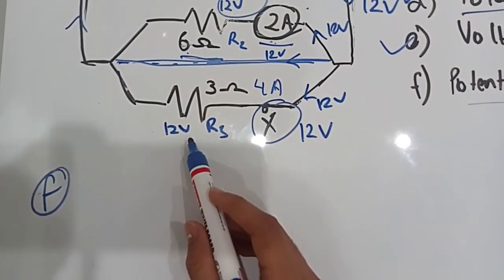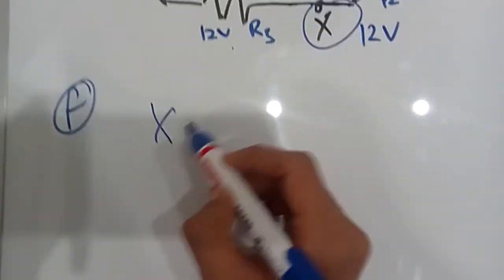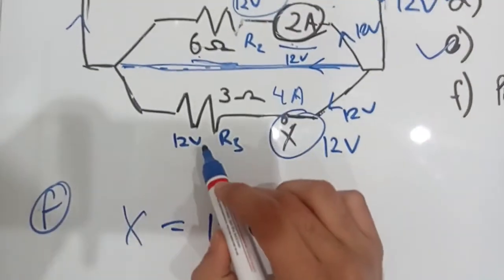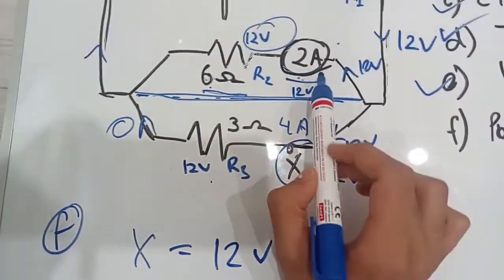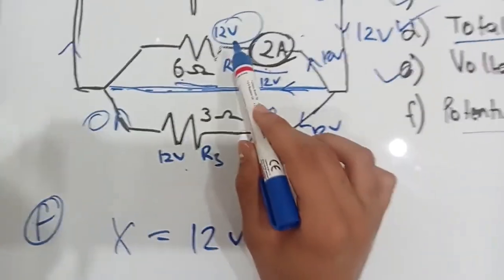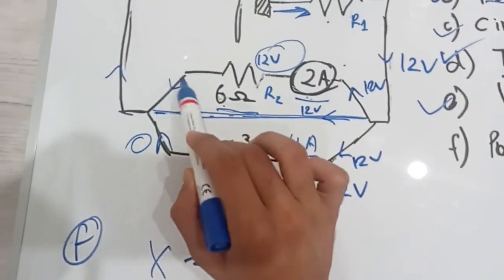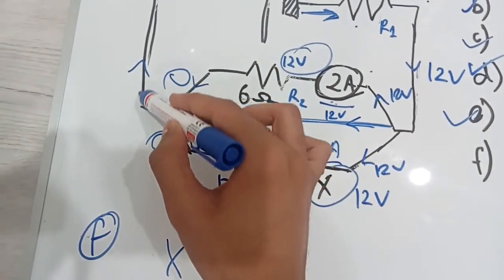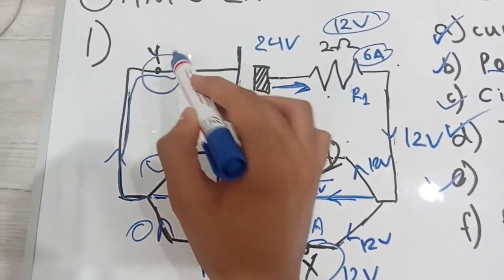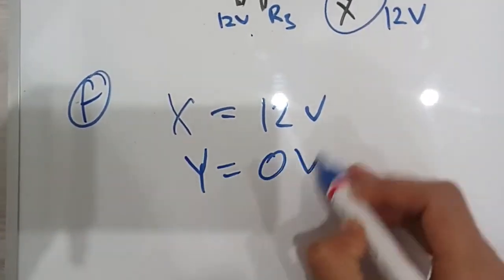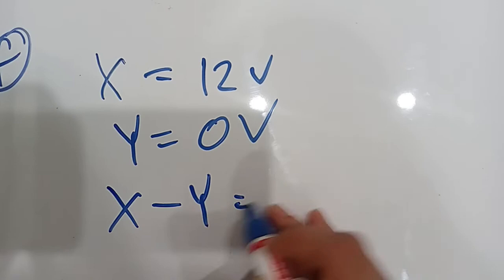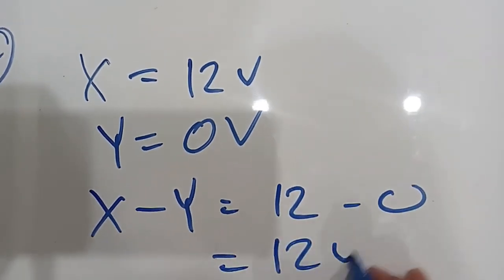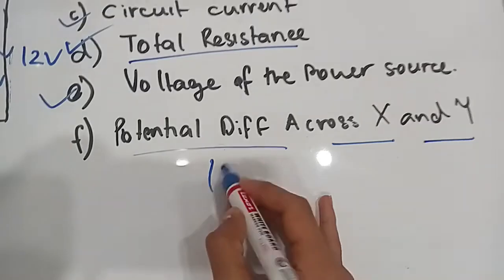Now this resistor uses 12 volts. So firstly, let's write that X is 12 volts. Now this resistor uses 12 volts, right? So you're going to end up with 0 volts over here. And since 12 volts went here, and this resistor also uses 12 volts, you're going to end up with 0 volts over here as well. 0, 0, 0, all the way to Y. So you're going to end up with 0 volts at Y. Boom. So what's the potential difference across X and Y? Calculate their difference. X minus Y, 12 minus 0, 12 volts. The potential difference across X and Y is 12.